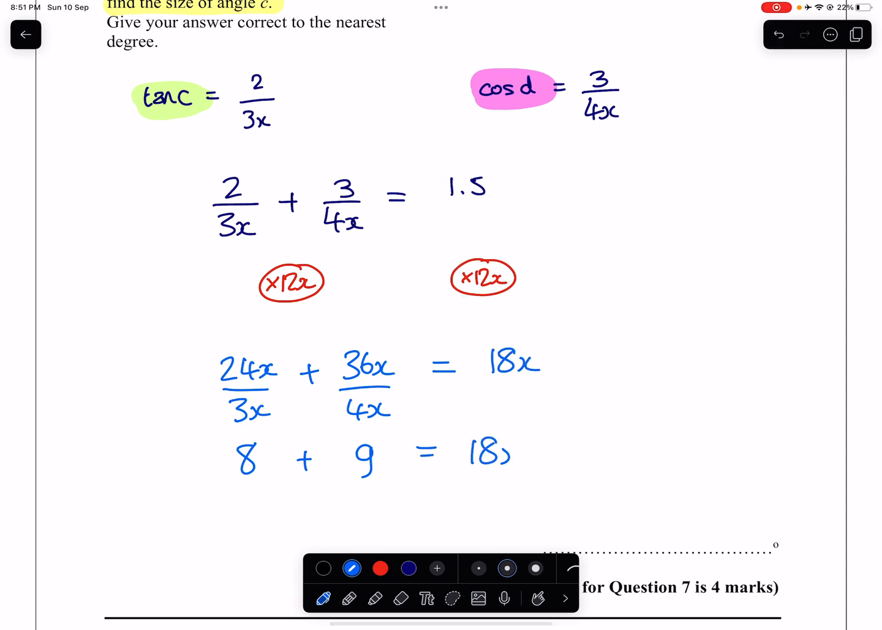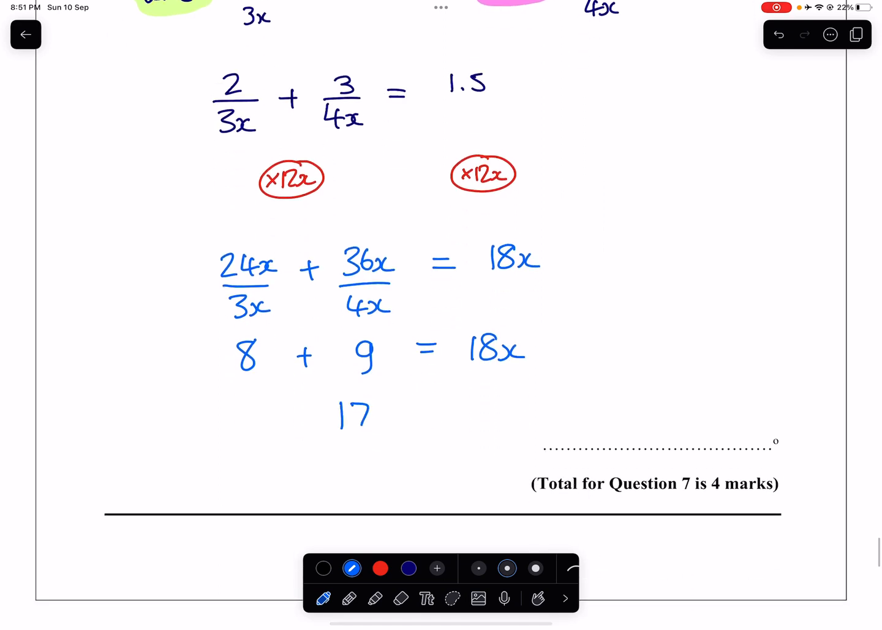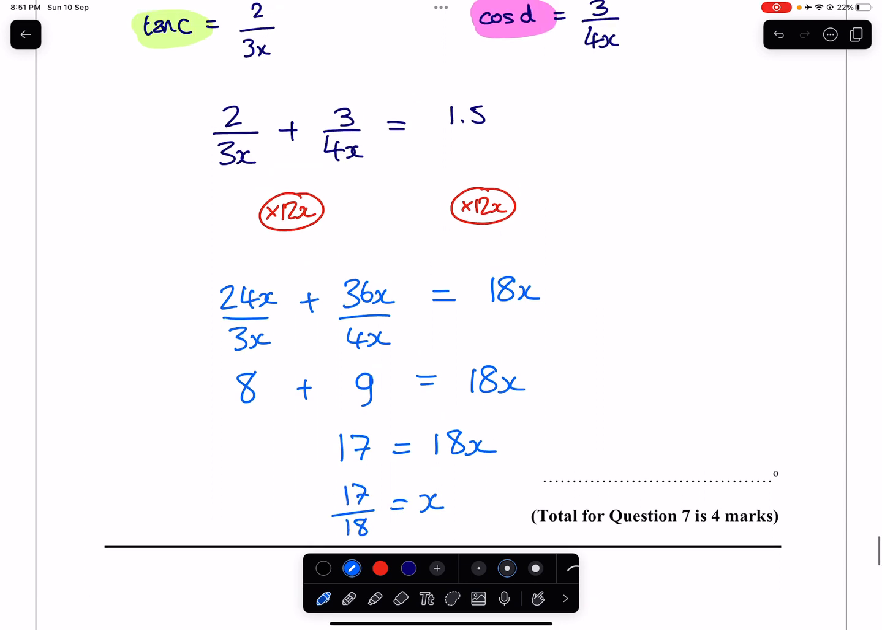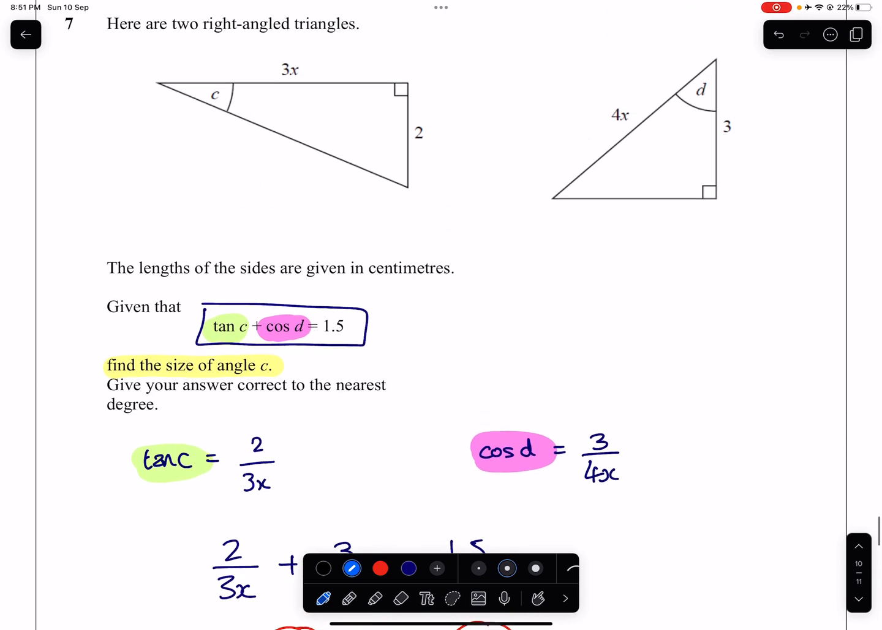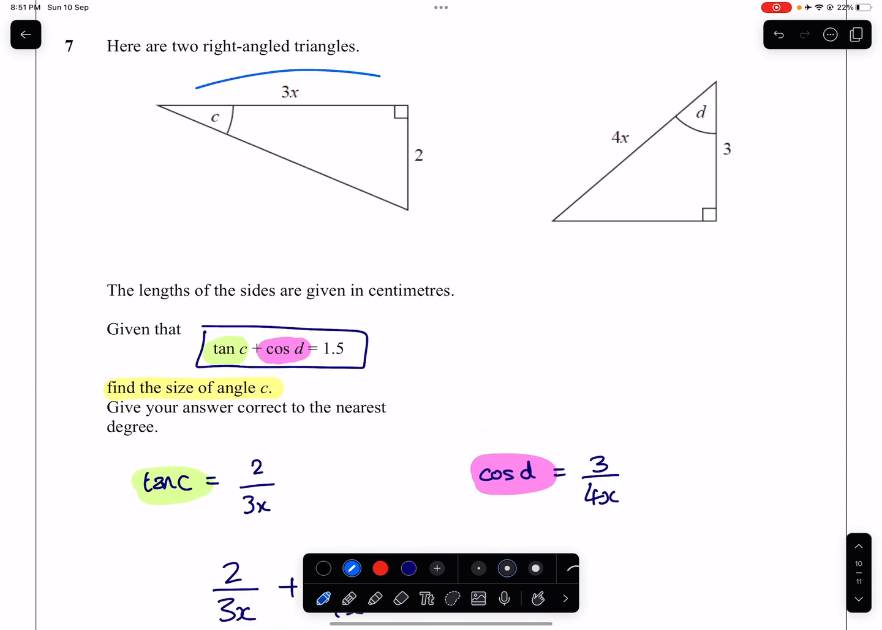So we have 8 plus 9 equals 18x, which gives us 17 equals 18x, which means x is 17/18. So we've got the value of x. We need to now figure out what C is. So we're dealing with this triangle here. Our 3x we can now figure out. That is 3 times 17/18, which is going to give us a 51 over 18.